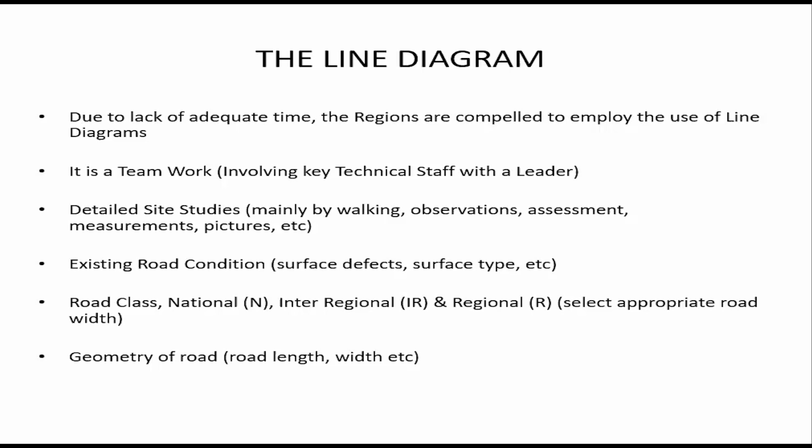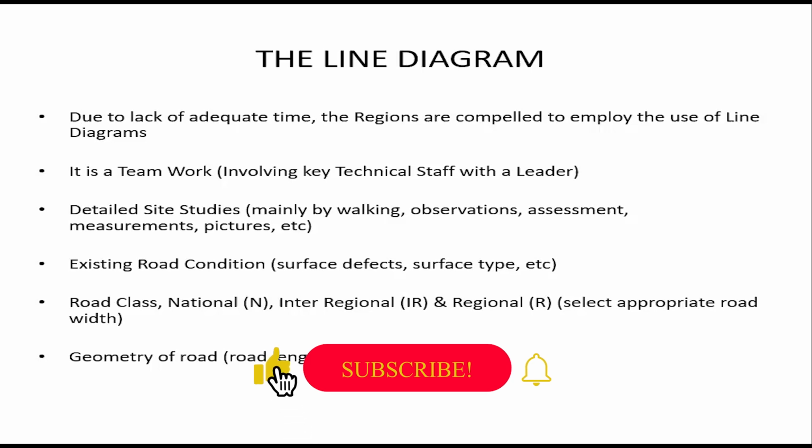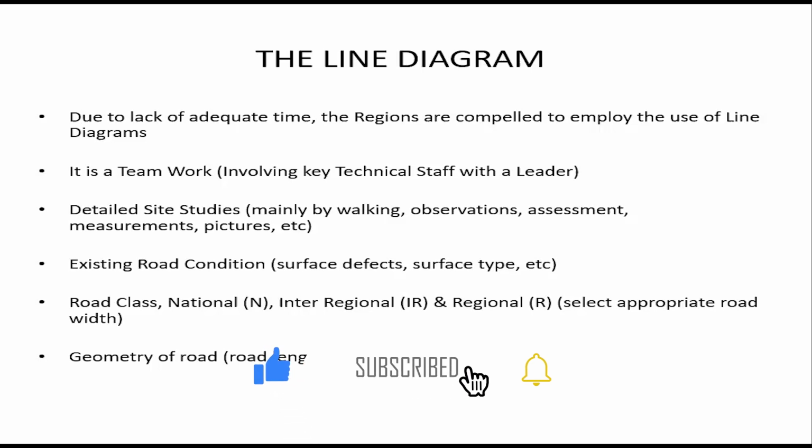Then also you should have in mind the road hierarchy. That is national roads, interregional roads, and then regional roads, and select the appropriate width. The national roads have a width of 12.3, the interregional 11.3, and then the regional 10.3. It is very important to know the road class you are diagnosing. Then you should also know the geometry of the road: the length, the width, etc.